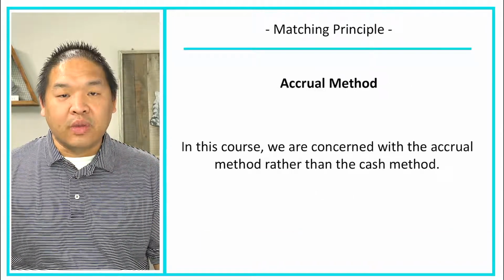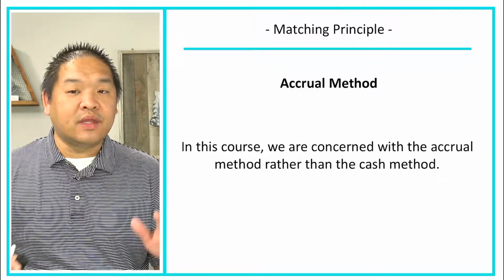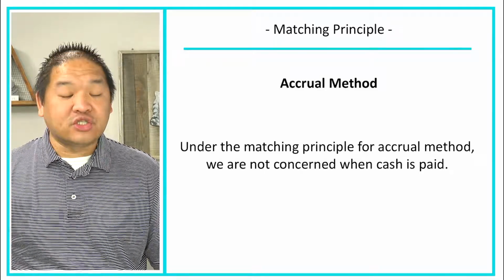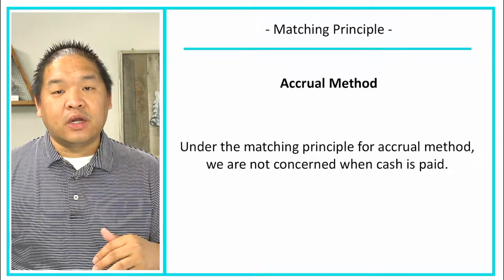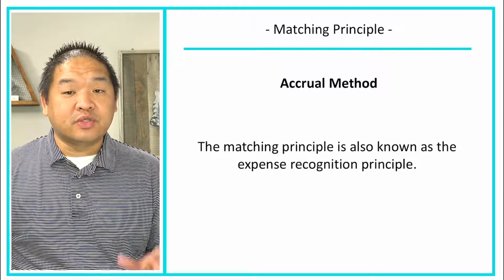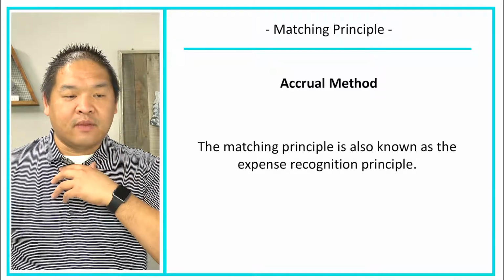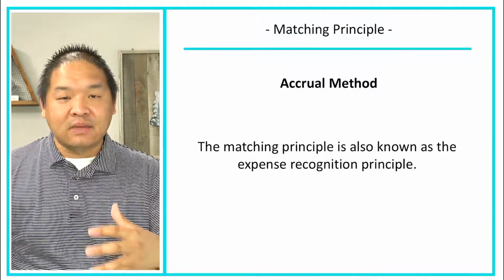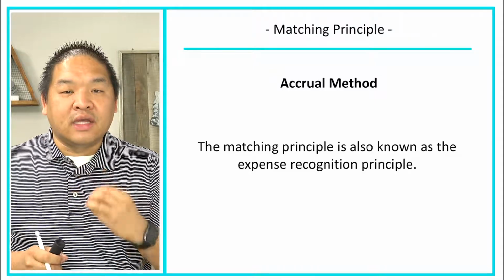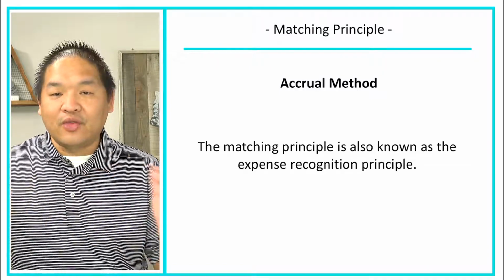Again, reminder of some of the things that we already know from the last couple of lessons. In this course, we're concerned with the accrual method rather than the cash method. Under the matching principle for the accrual method, we're not concerned when cash is paid for an expense. We're concerned more about when the expense actually happens. Now, the matching principle is also known as the expense recognition principle. I can tell you just from my experience, I've learned it as the matching principle because it makes the most sense in my head, but you might also hear it as the expense recognition principle. They both mean the same thing.